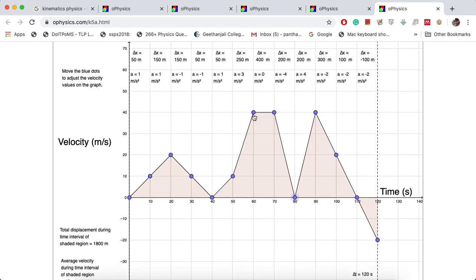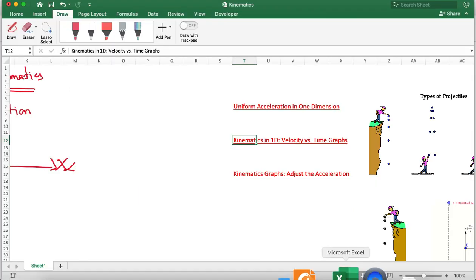For example, I'll drag this up. In the first 10 seconds the velocity goes from 0 to 40, and in the next 10 seconds it goes from 40 to 0. So in the first 10 seconds the acceleration is +4, and in the next 10 seconds the acceleration is -4. This is acceleration, this is deceleration. This is the animated graph. You can easily understand how the velocity varies with respect to time, and how the acceleration also varies.